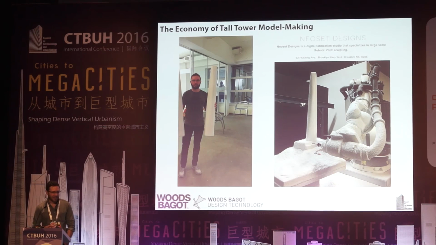And then the last thing I wanted to end on is the economy of tall tower model making. We actually found that when you start to make massing models of this scale, the cheapest way to do it is robotic milling. I would have never thought that robotic milling was the most cost-effective way to do these models. But as we do more and more of these tall towers, it actually turns out that that's cheaper than both 3D printing and traditional CNC machining in terms of both the scale and the form of those towers.